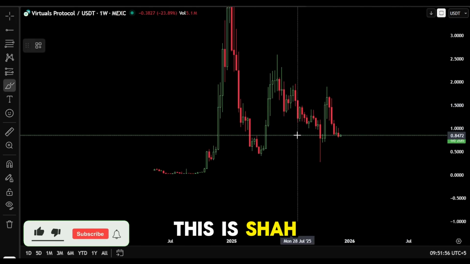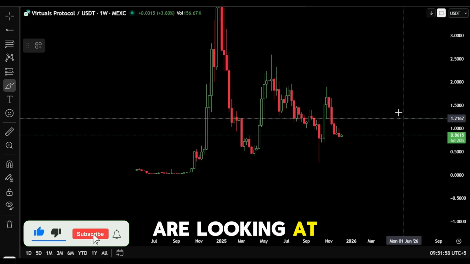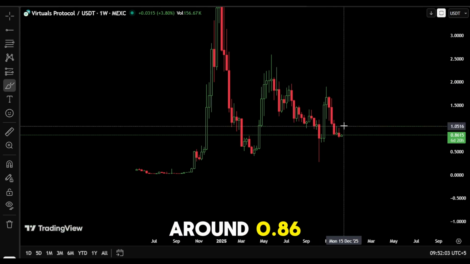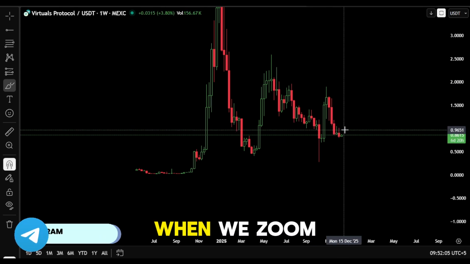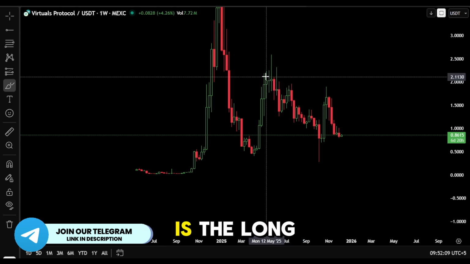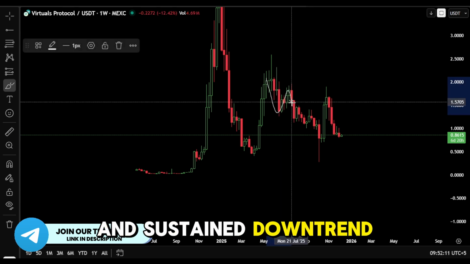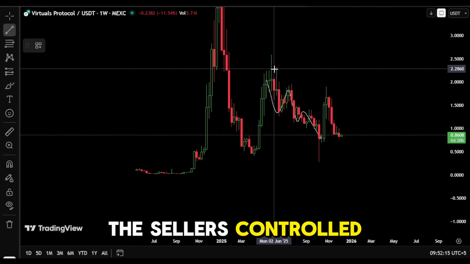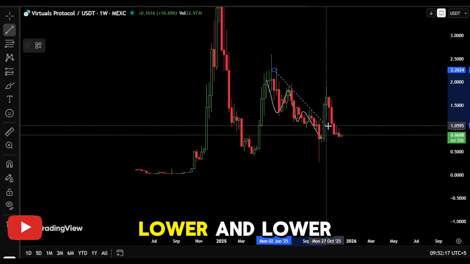This is Shah, and today we are looking at Virtual. The current price of Virtual is around 0.86. When we zoom out to the weekly time frame, the very first thing that stands out is the long and sustained downtrend the coin has been stuck in. Week after week, the sellers controlled the structure, pushing the price lower and lower.